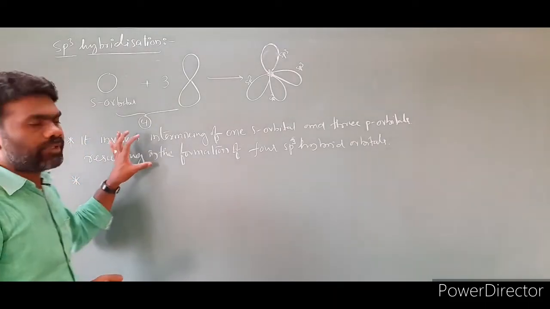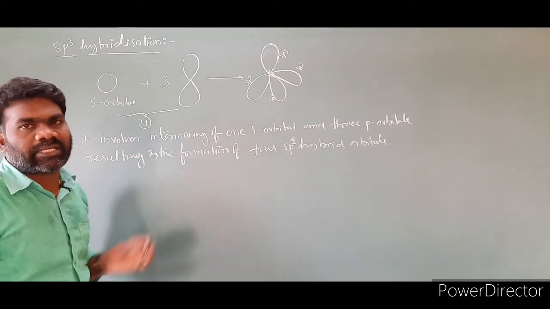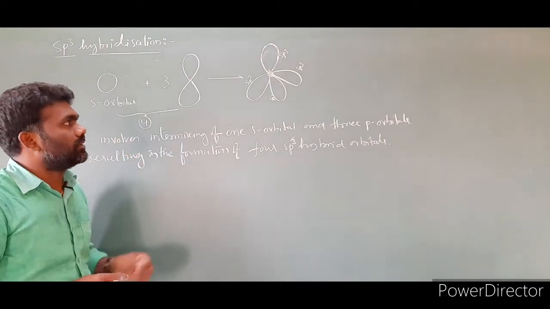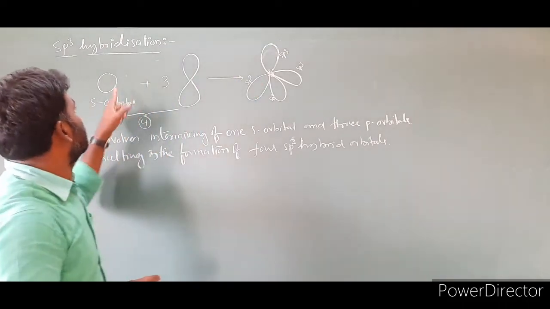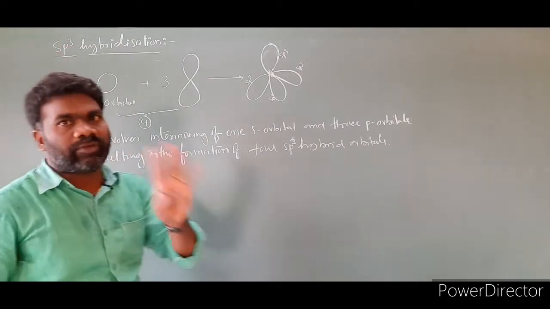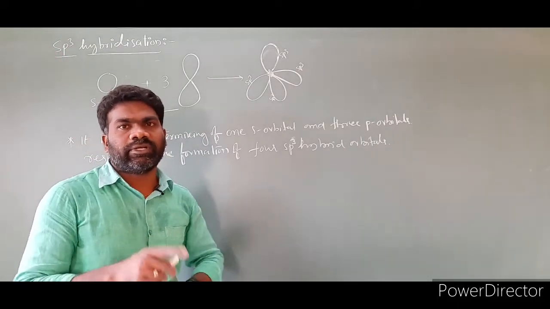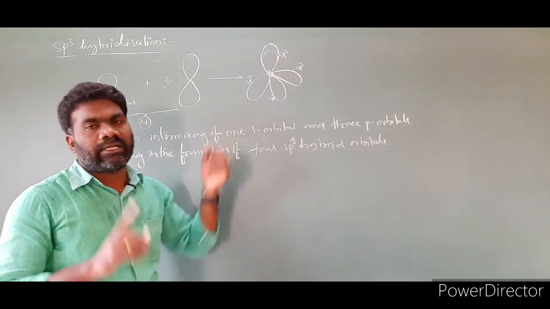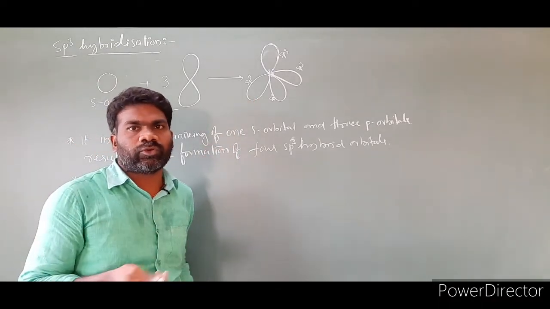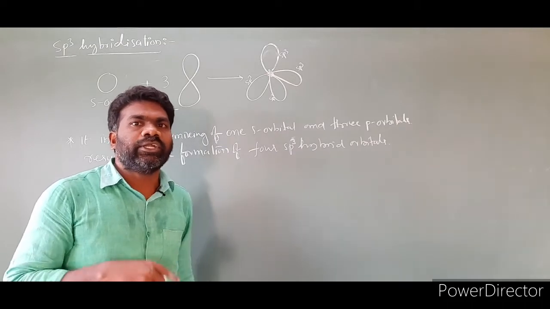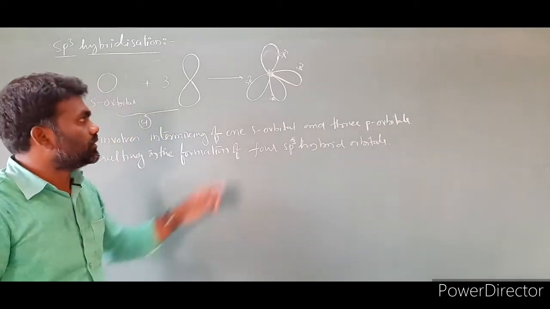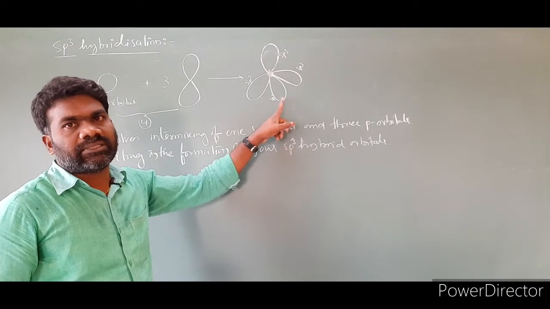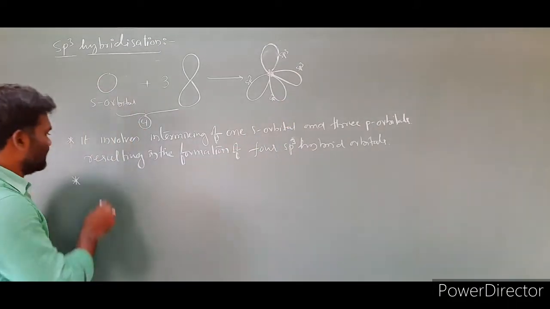After this, the next statement is the percentage of s character and percentage of p character. So in total we have 4 orbitals: 1 s orbital and 3 p orbitals. So 100% we have to divide by 4. We will get 25% of s, and each p orbital is 25. Total p orbitals we have is 3. 3 into 25 is 75%. So p is 75%, s is 25%.